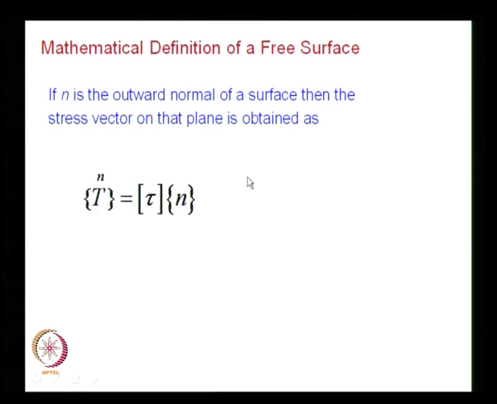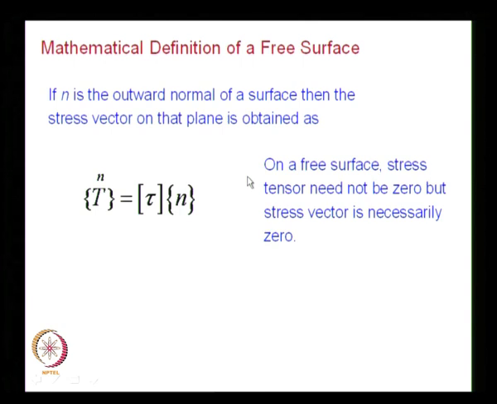And what is the definition, before we prove it? On a free surface, stress tensor need not be 0, but stress vector is necessarily 0. So, the mathematical definition of a free surface is Tn equal to 0. We will see this by an example.